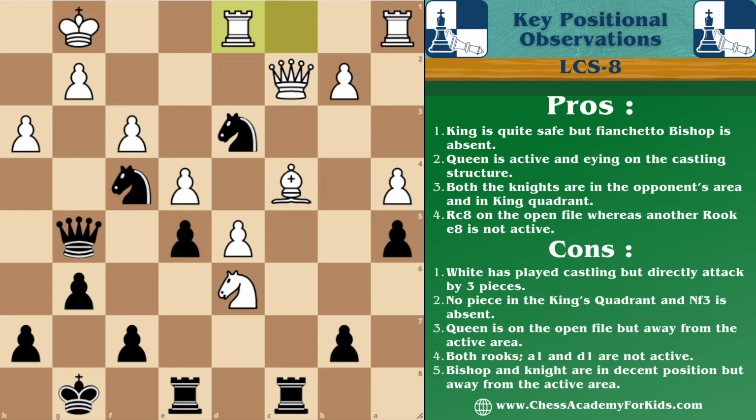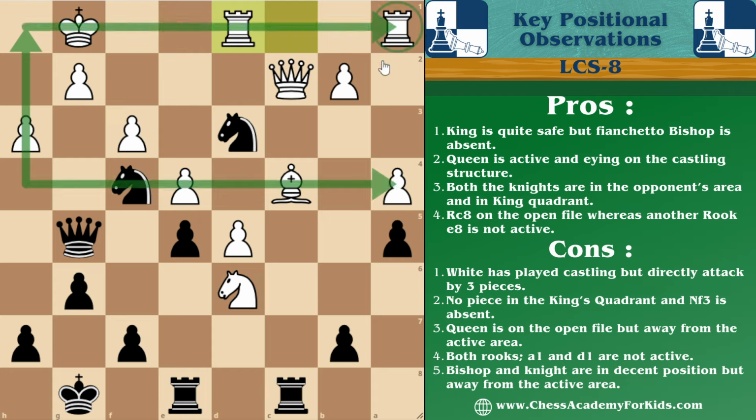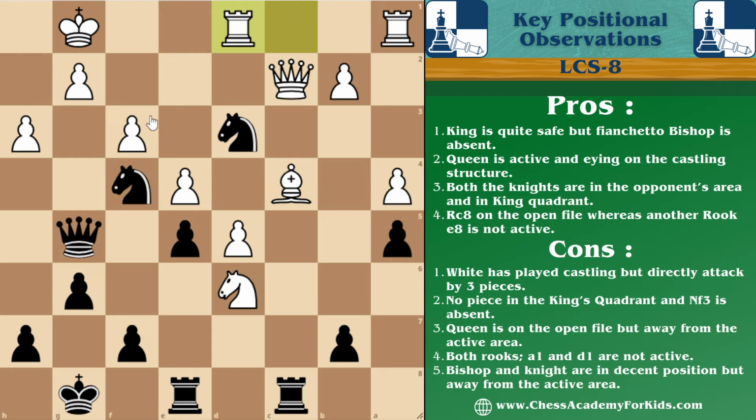We will begin with important positional observations of the puzzle in terms of pros and cons. We are playing as black. We have played castling on the king side and it is quite safe, but the fianchetto bishop is absent here. Our queen is active and eyeing the opponent's castling structure. Both the knights are in the opponent's territory. So this is the opponent's territory. And one of the knights is in the opponent's king's quadrant.